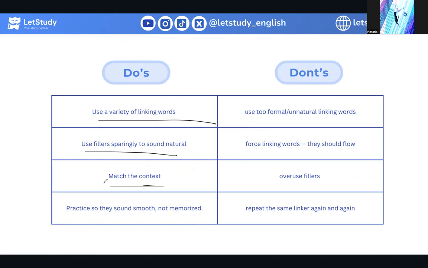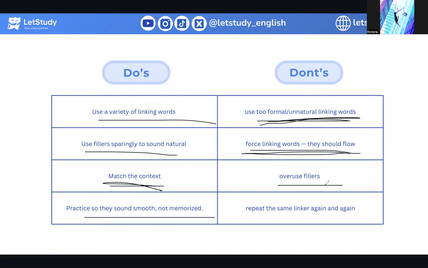Do match the context, yeah, on when you use the linking word or fillers, and practice so you guys actually understand and not just memorize the linking words and fillers. Don't use too formal linking words. Don't force linking words atau menggunakan kebanyakan. Jangan overuse fillers and don't repeat the same link over and over again.